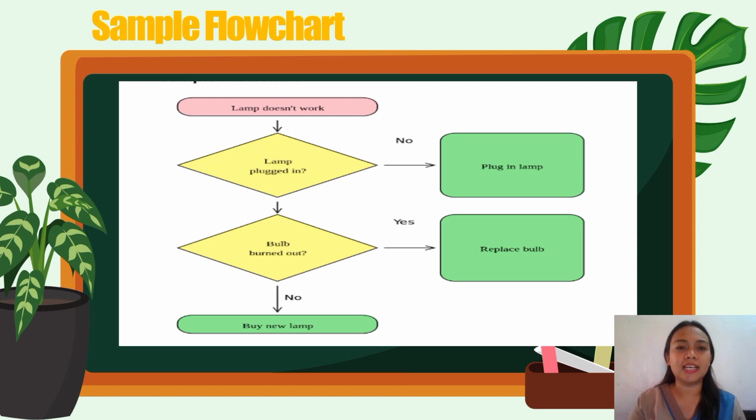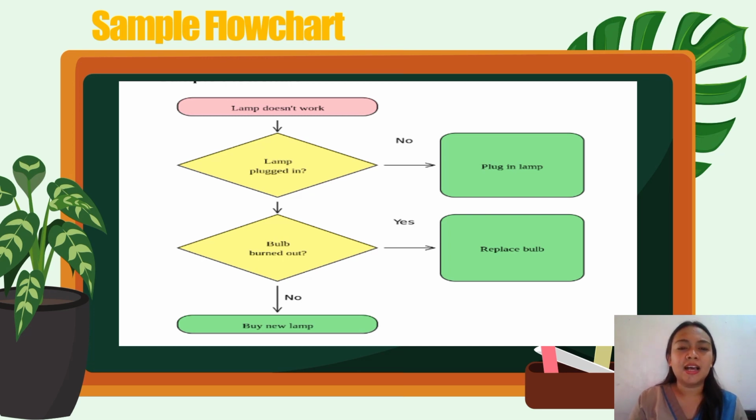The start is the lamp doesn't work. So, for the decision, lamp plugged in. If it's no, so with the connecting arrow, you have to plug in the lamp. So, ito yung process or action na dapat natin gawin. While for the second one, bulb burned out, you have to replace the bulb.